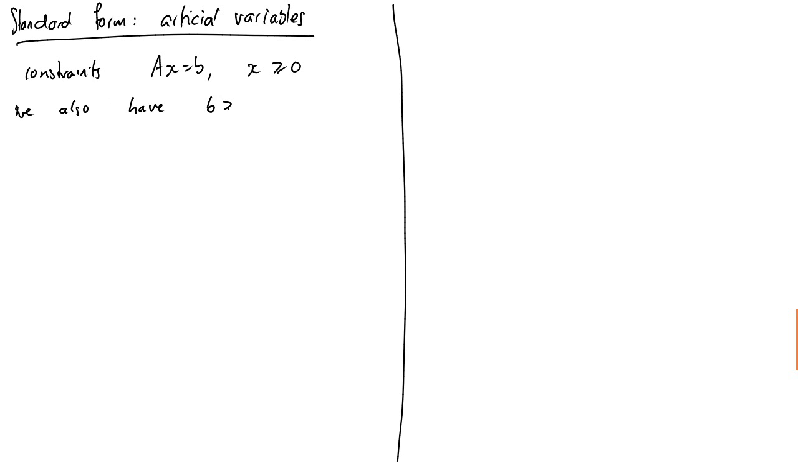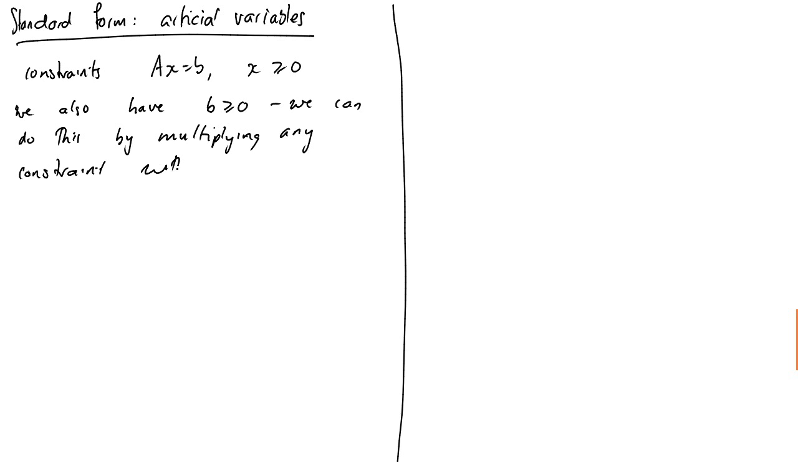We can do this by multiplying any constraint with b less than 0 by negative 1. That's not going to change an equality constraint, but if we multiply by negative 1, we can force the right hand side to be greater than or equal to 0.